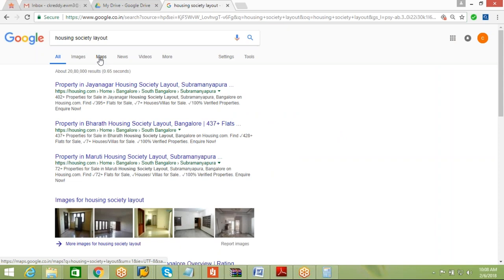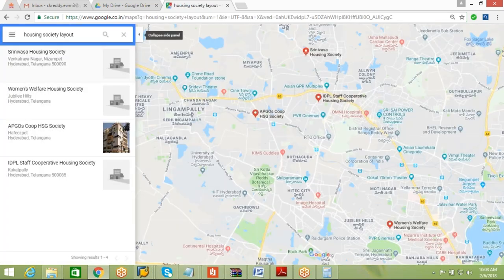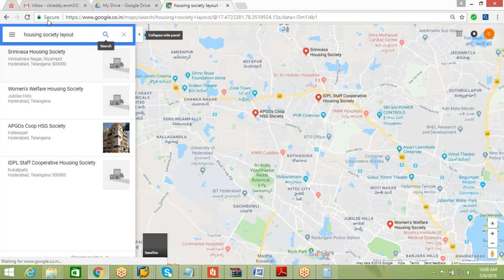Something general, one sec. We check the maps, or map, not maps, images. Images, sorry.